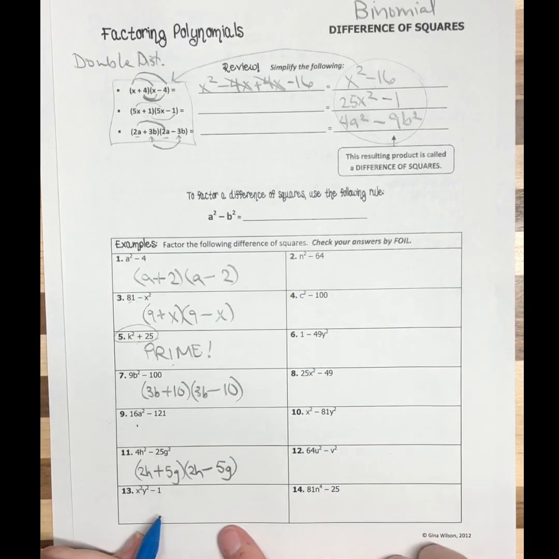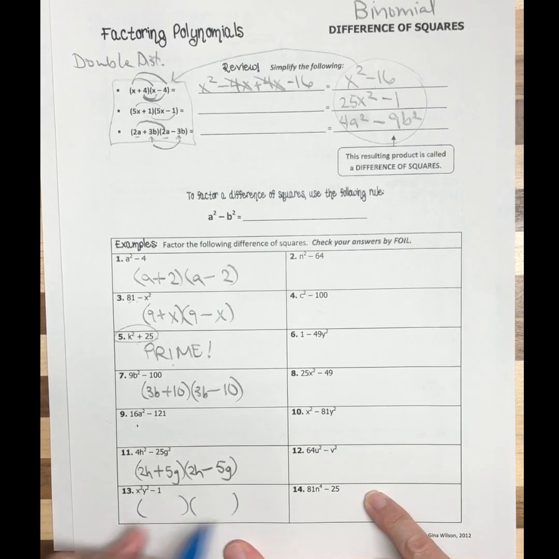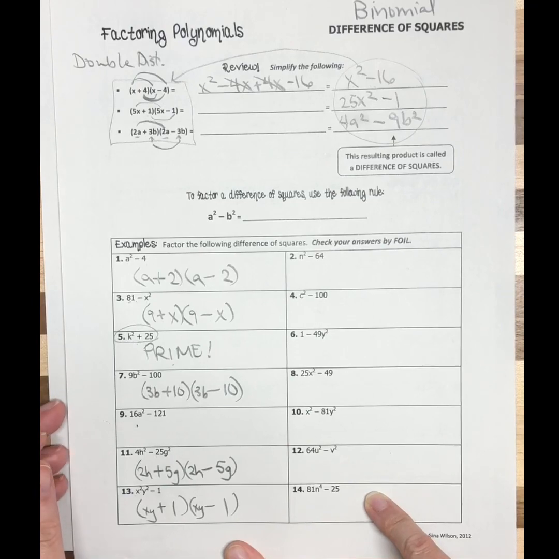Now, 13, it works the same exact way. X squared y squared is a perfect square. Anything with even exponents is going to be a perfect square. And we can square root 1. The square root of 1 is 1. So we just separate. We have the plus and the minus. The square root of x squared y squared is just xy and xy. And the square root of 1 is 1. So we have the positive and the negative 1. And we would be able to double distribute that out and get the x squared y squared minus 1.